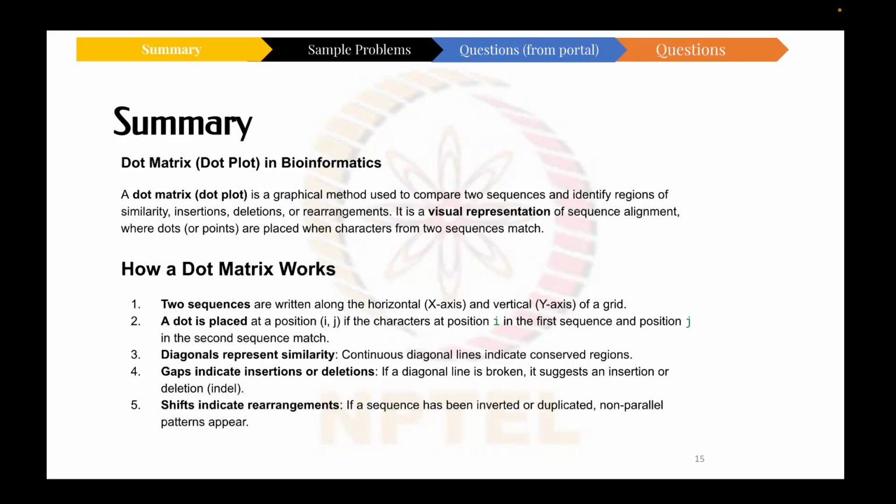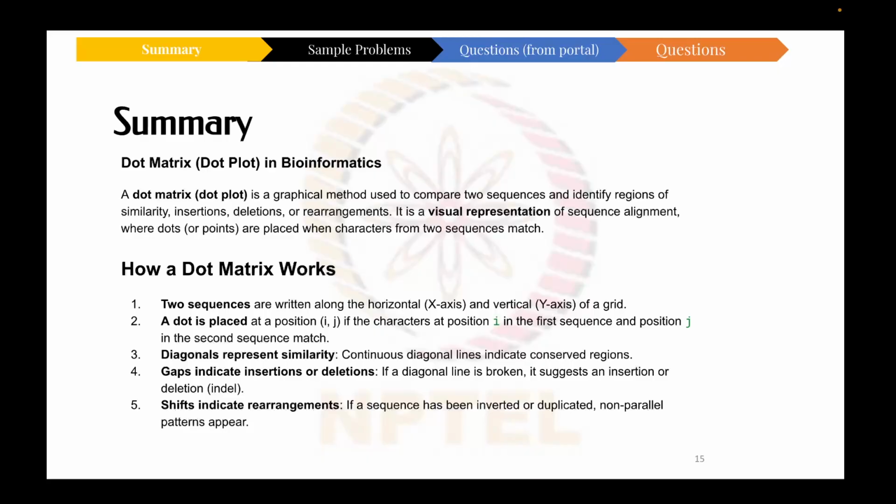Then followed by matrix construction. In this matrix construction, the sequences are plotted on the x-axis and the y-axis. A dot is placed in the matrix when the nucleotide or amino acid from sequence A and sequence B at corresponding positions match. For example, if the nucleotide at position 1 in sequence A matches the nucleotide at position 1 in sequence B, a dot is placed at position 1,1 in the matrix. If they don't match, no dot is placed.